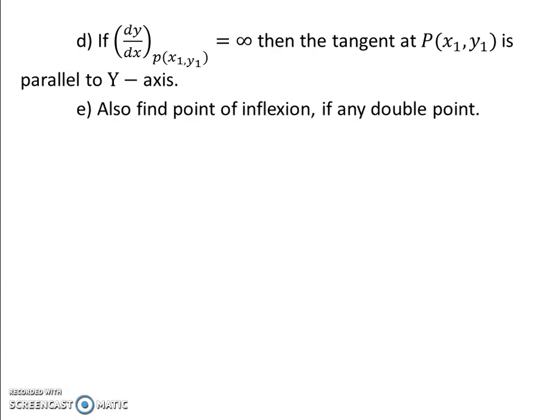And the last, also find the point of inflection if any double point is there. If there is a double point, then check whether it is a point of inflection or not. If not, then it's okay. But most of the time we require the double points which are cusp and node very frequently. Okay, so till now we have studied rules number 1 to 4. The first rule is symmetry, the second one is point of intersection, the third one is asymptote, and the fourth one is special points. In the next video we are going to learn rule number 5, important remarks, and examples based on this.